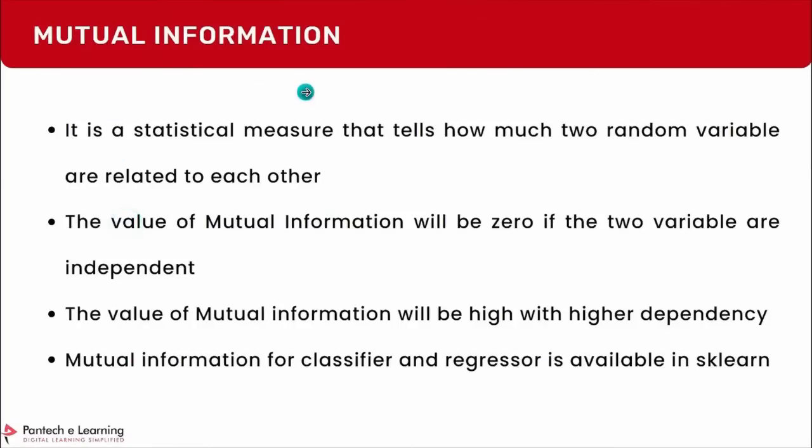What is mutual information? It is a statistical measure that tells you how much two random variables are related to each other. The value of mutual information will be 0 if the two variables are independent, and the value of mutual information will be higher with higher dependency. Mutual information is available for classifier as well as regressor.